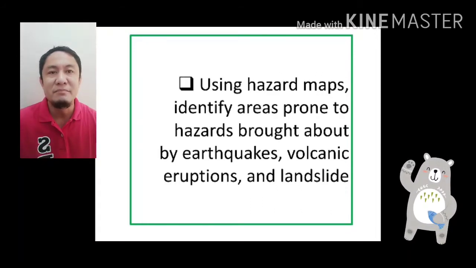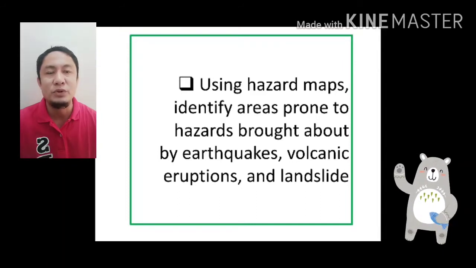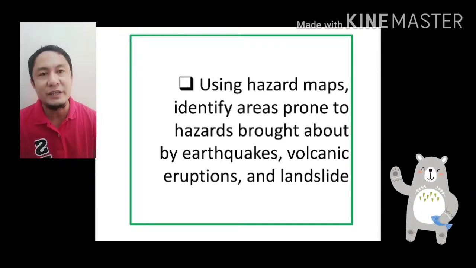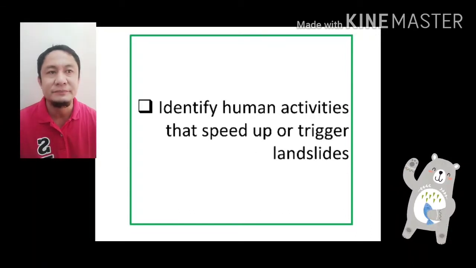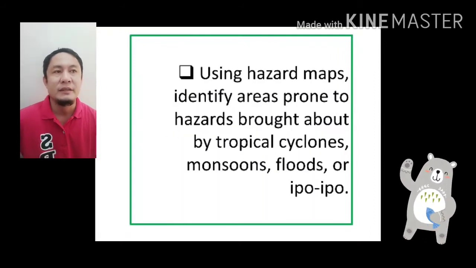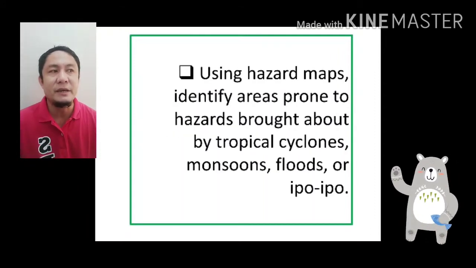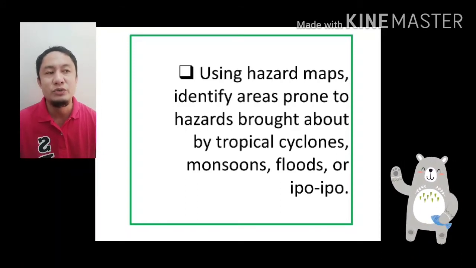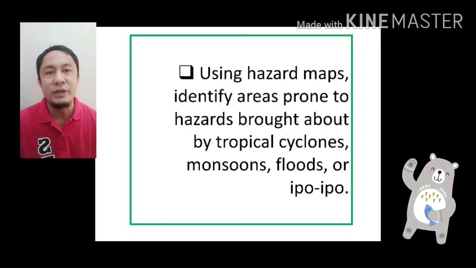Using hazard maps, identify areas prone to hazard brought about by earthquakes, volcanic eruptions, and landslides. Identify human activities that speed up or trigger landslides. Then, using hazard maps, identify areas prone to hazard brought about by tropical cyclones, monsoons, floods, or ipo-ipo.